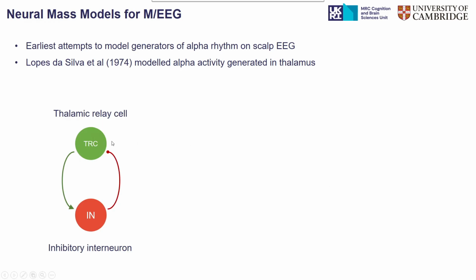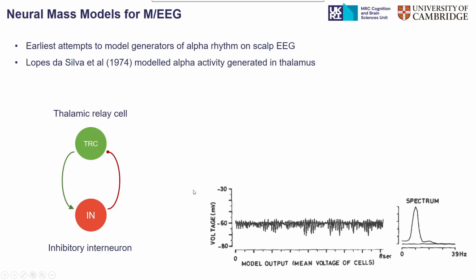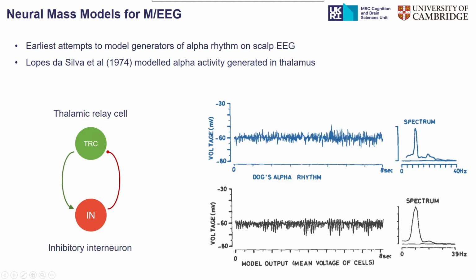They used a model which consisted of thalamic relay cells, a couple of hundred of them, and inhibitory interneurons. The relay cells fed excitatory projections to the inhibitory interneurons, which in turn inhibited the relay cells. Using this simple architecture, they were able to produce activity which peaked at 8 to 12 hertz corresponding to the alpha rhythm. This matched measurements they had obtained through electrodes placed in a dog's thalamus, where it was a reasonably good fit for the alpha rhythm.